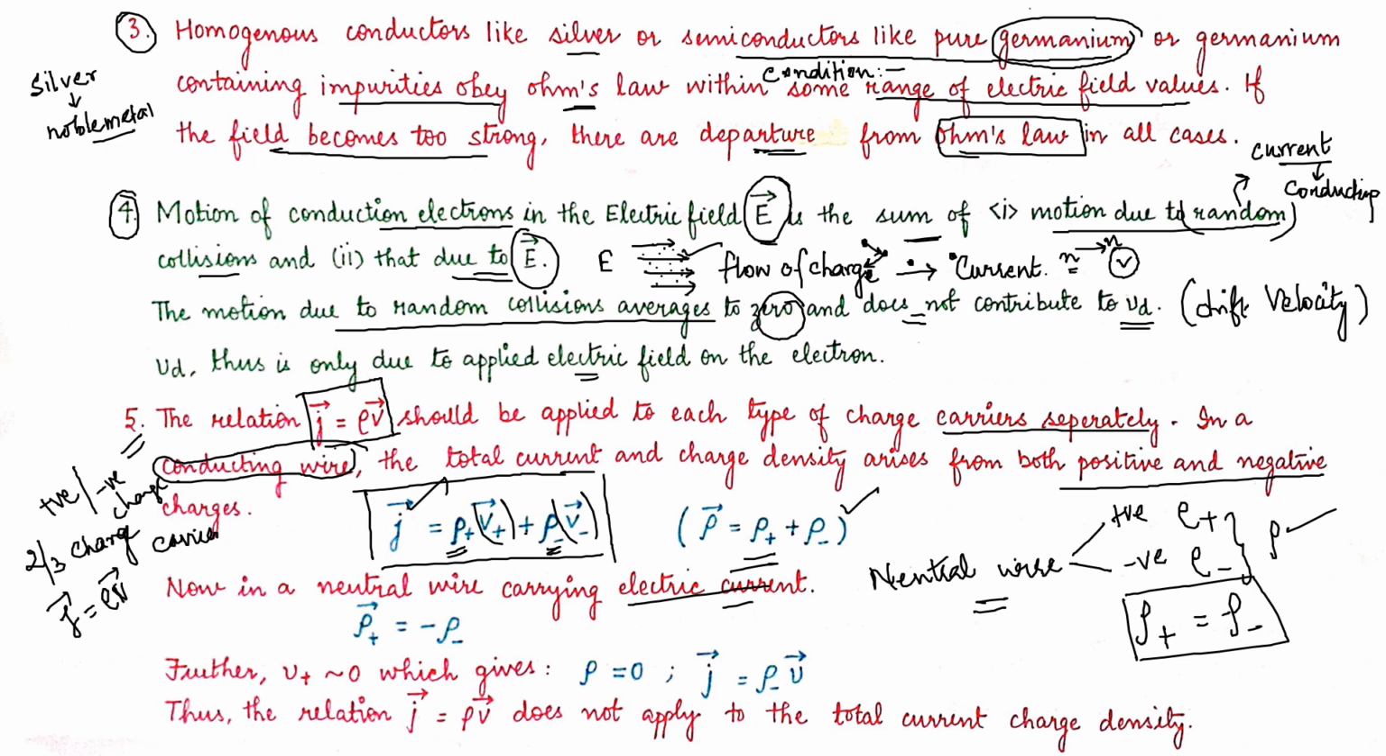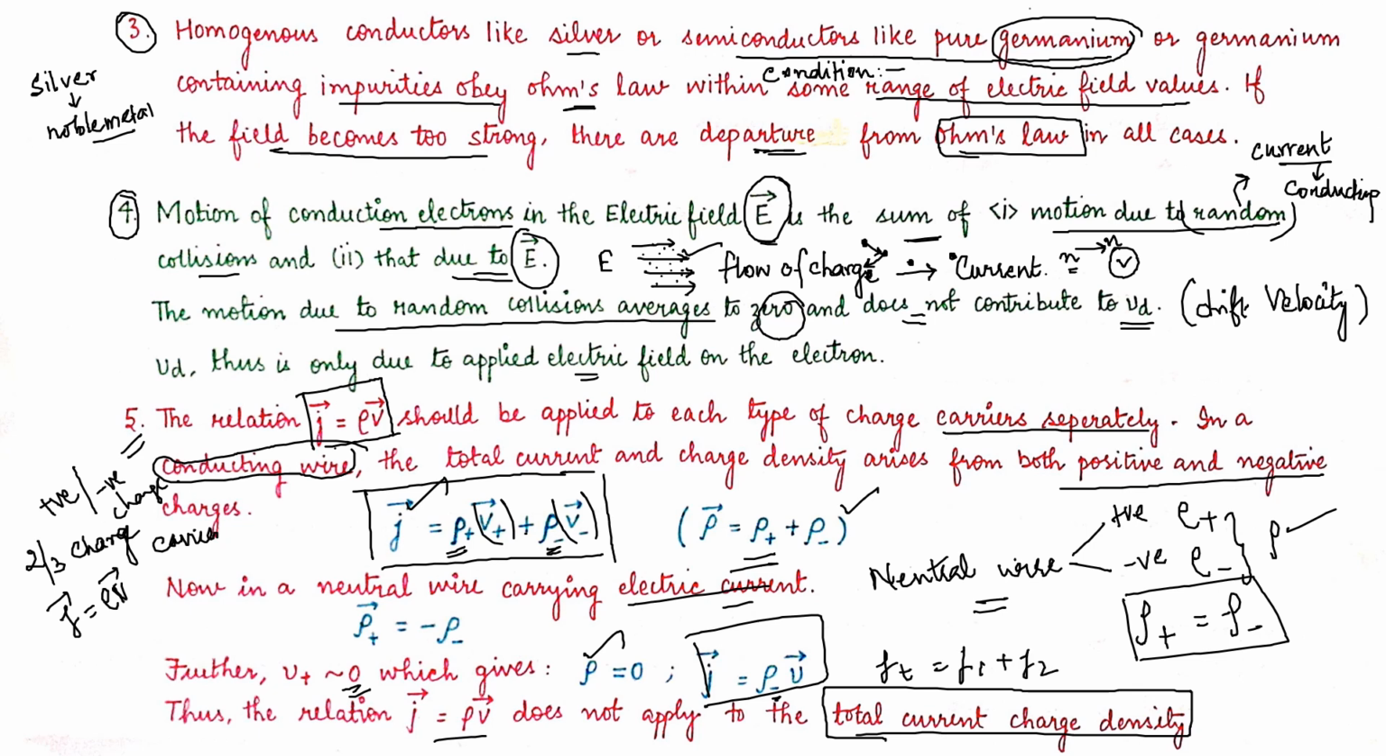Now V plus is approximately 0, which gives us rho equals 0, and J equals rho minus into V minus. Thus the relation J equals rho V does not apply to the total current and charge density. Okay, if someone says that J total equals J1 plus J2, then no, it is not true. We have to find J1 and J2 separately, and then go for the summation.